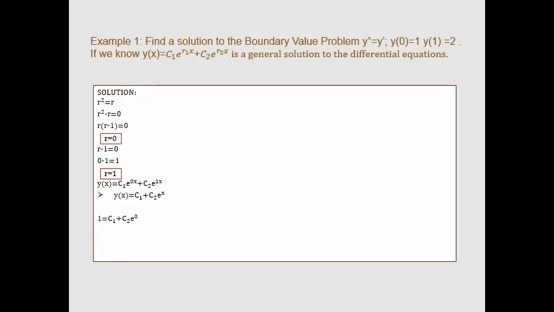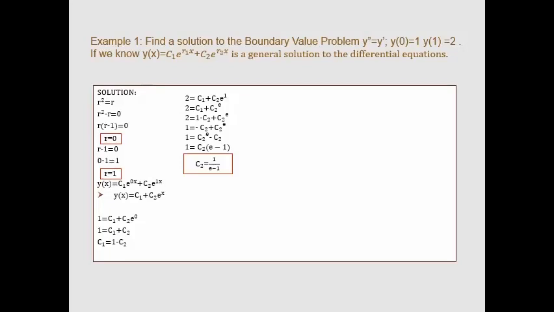1 = c1 + c2 e^0, so c1 = 1 - c2. Then 2 = c1 + c2 e^1, so 2 = 1 - c2 + c2 e. Then 1 = -c2 + c2 e, so 1 = c2(e - 1).